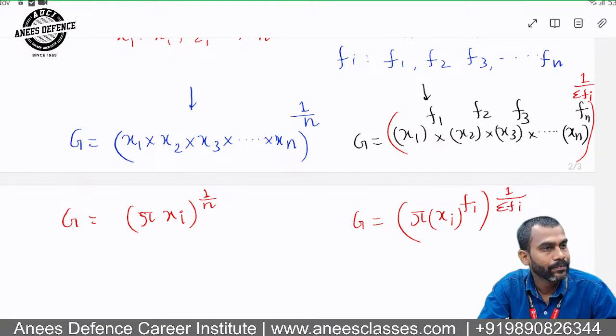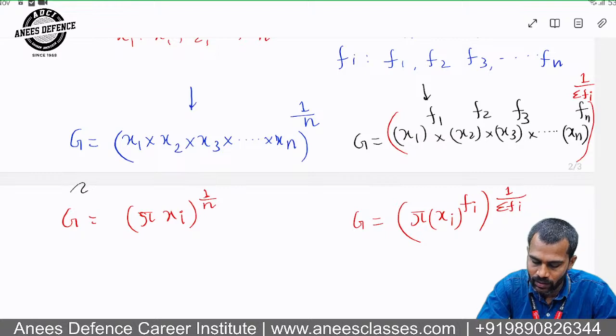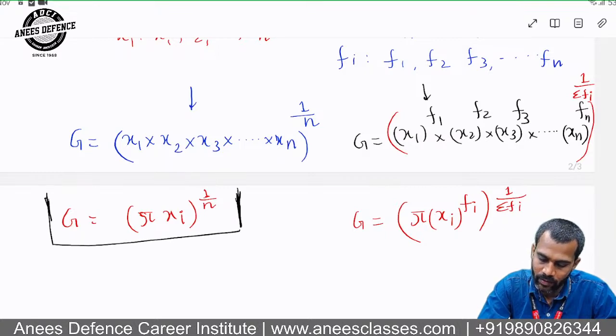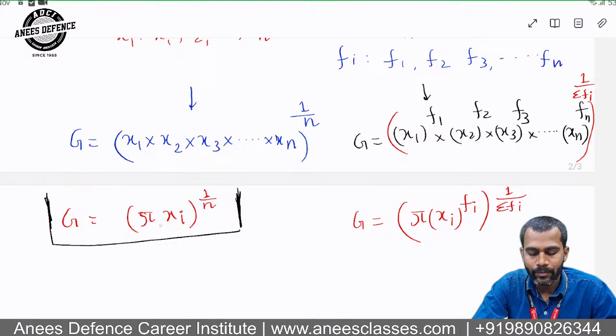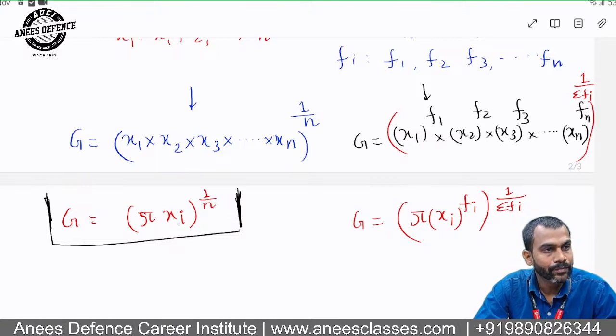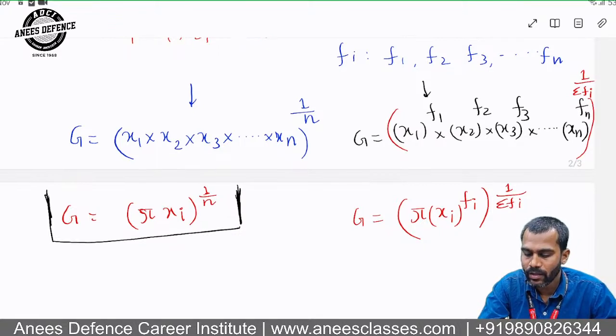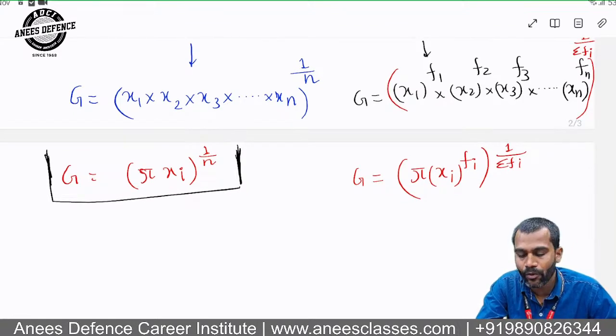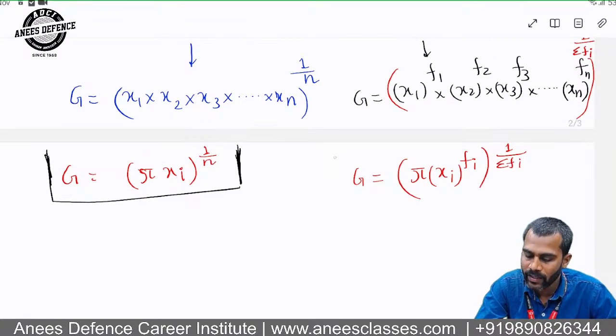I hope it is clear. So this is another form of this formula. Both are the same, but in order to save space only. Yes or no? So pi xi means product of all the observations. So pi xi raised to fi means product of x1 raised to f1, x2 raised to f2, and so on, xn raised to fn. I hope it is clear.